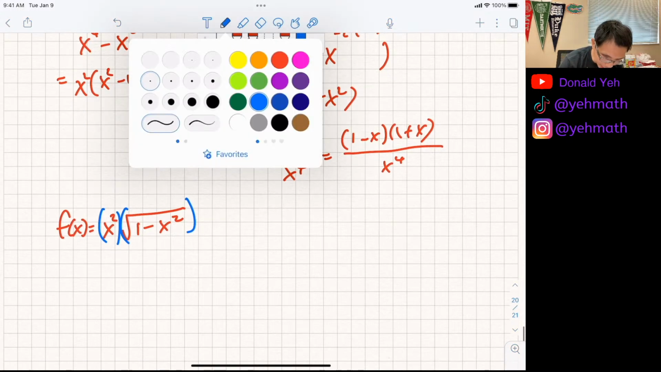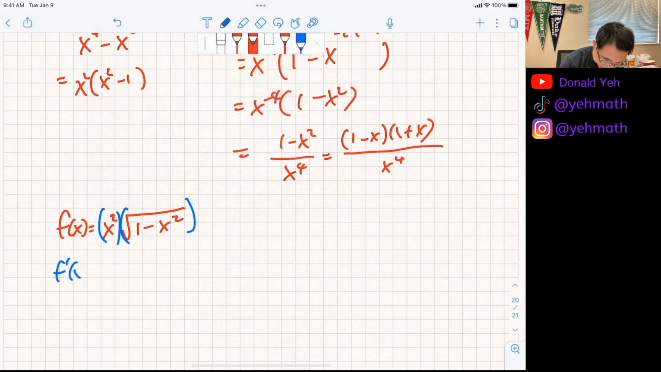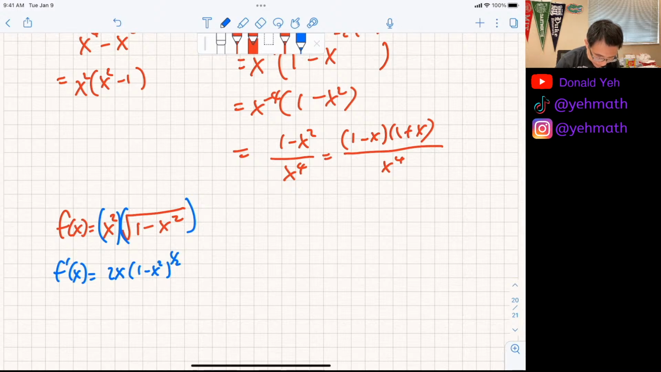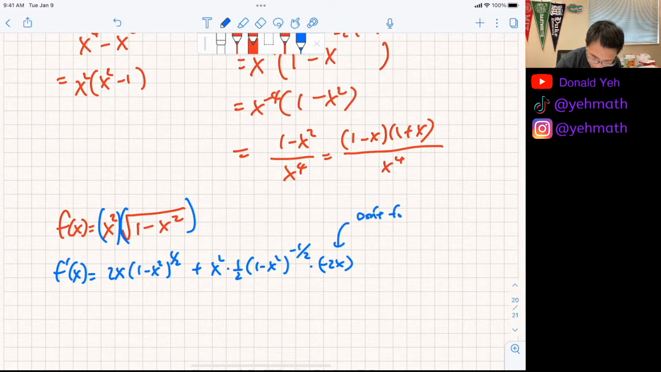Now if I want to take a derivative, that's going to give you this. So that's going to be 2x. Does that make sense? 1 minus x squared to the 1/2. Is that okay? Plus x squared times 1/2 times 1 minus x squared to the negative 1/2 times negative 2x. People usually forget this part. Don't forget, because it's the derivative of the inside.